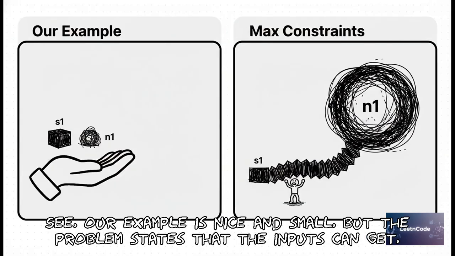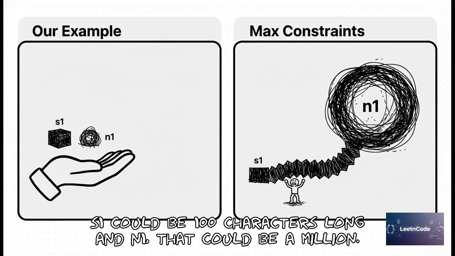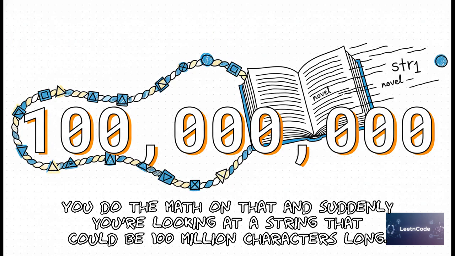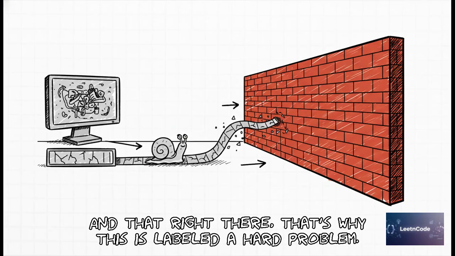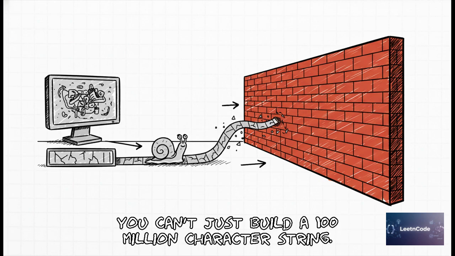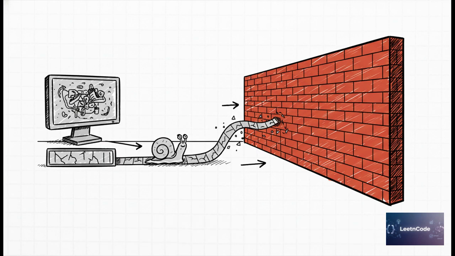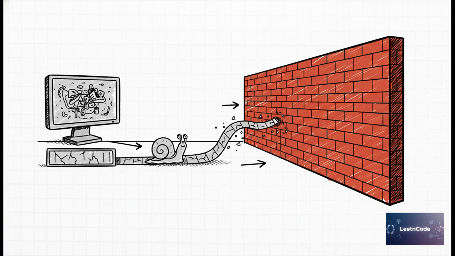See, our example is nice and small, but the problem states that the inputs can get, well, they can get ridiculously big. S1 could be 100 characters long and N1, that could be 1,000,000. You do the math on that, and suddenly you're looking at a string that could be 100 million characters long. I mean, that's not a string anymore, that's a book. And that right there, that's why this is labeled a hard problem. You can't just build a 100 million character string. It would take forever and probably just run out of memory and crash. So brute force, totally off the table, it's a dead end. We have to be way, way smarter.